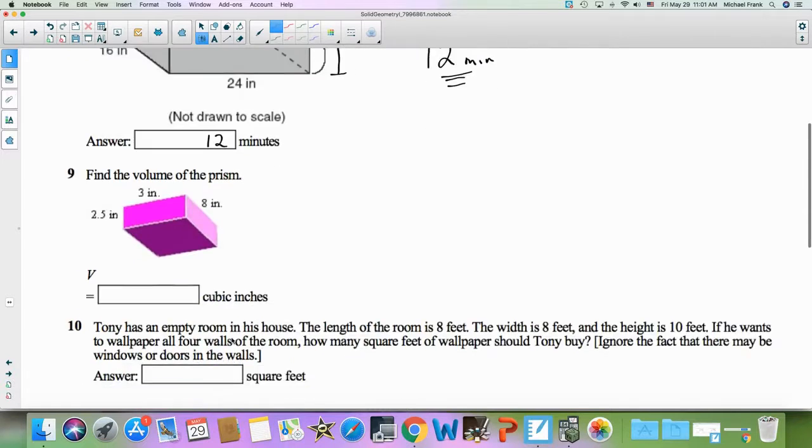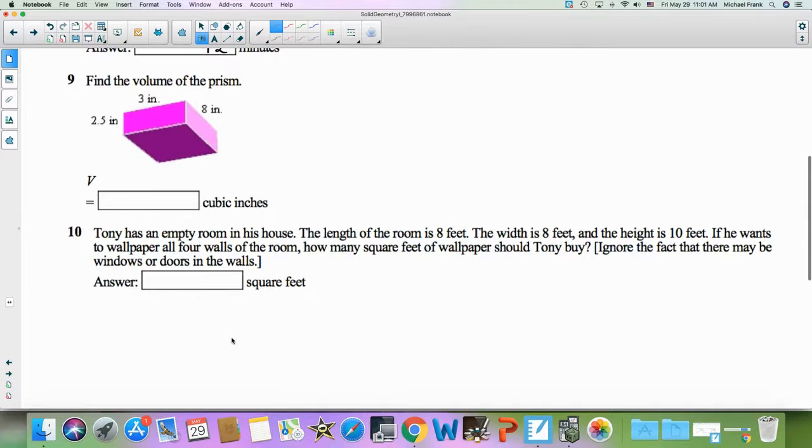Alrighty, we're getting there. Two more questions. Find the volume of the prism. Wow, this is as easy as it gets. They save the easiest for last here. I'm not even going to write the formula here. They give us all the dimensions. It's going to be the length times the width times the height.